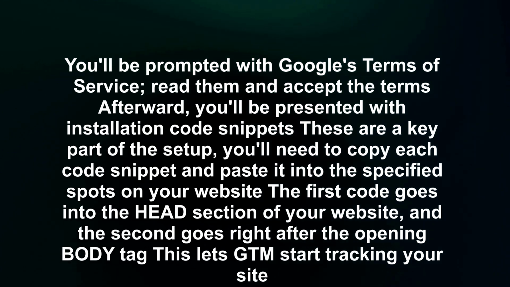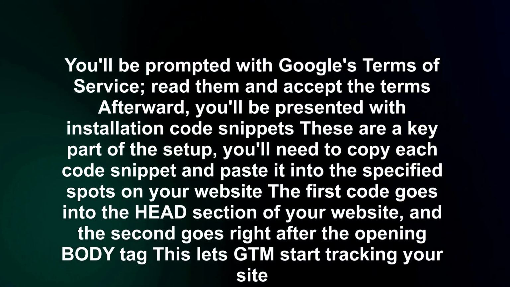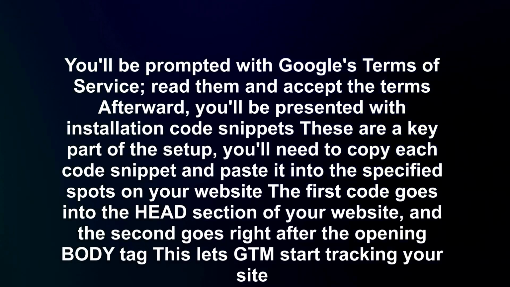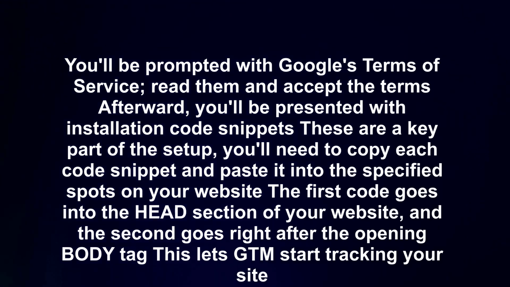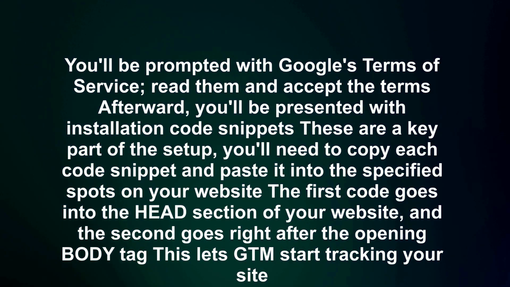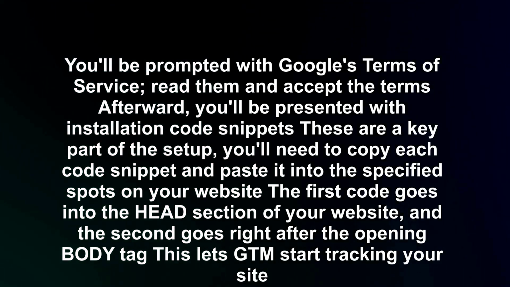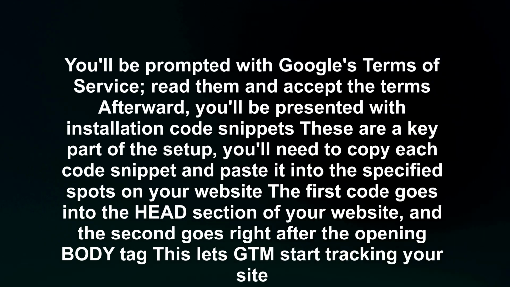Afterward, you'll be presented with installation code snippets. These are a key part of the setup. You'll need to copy each code snippet and paste it into the specified spots on your website. The first code goes into the head section of your website, and the second goes right after the opening body tag. This lets GTM start tracking your site.